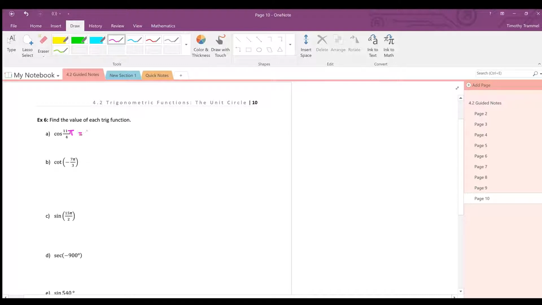For instance, cosine of 11 pi over 4 should be equal to cosine of 11 pi over 4 minus any multiple of 2 pi. Okay. And you might be wondering, why am I subtracting 2 pi right now? Well, I'm subtracting 2 pi because 11 pi over 4 is bigger than 2 pi, right? Because 2 pi would be 8 pi over 4. So that means if I were to look at my unit circle, I wouldn't see this angle there. Okay.